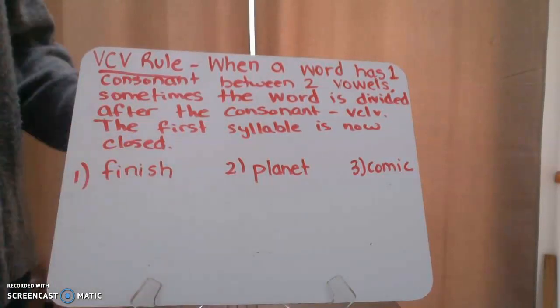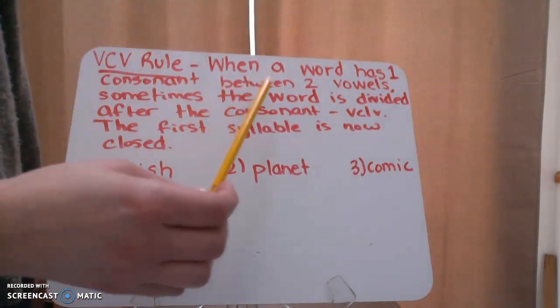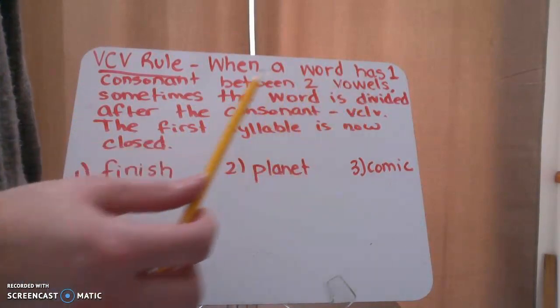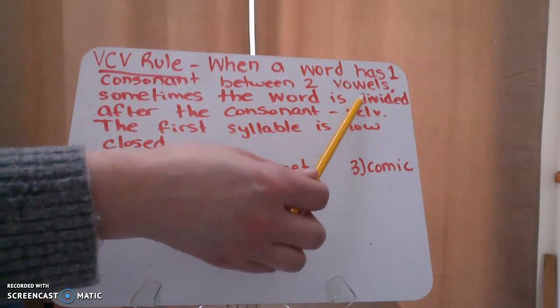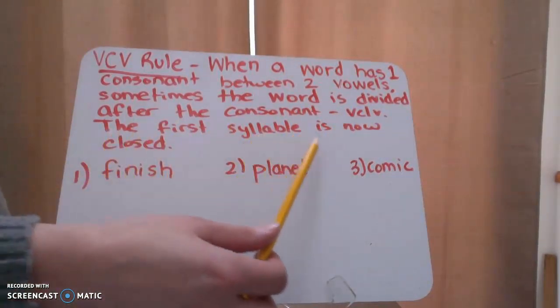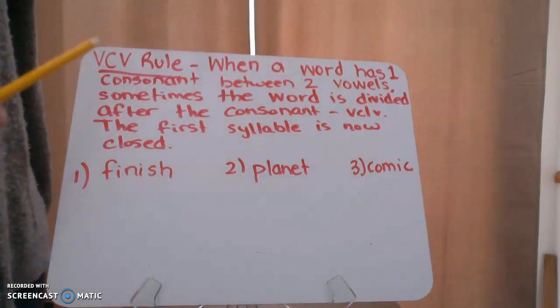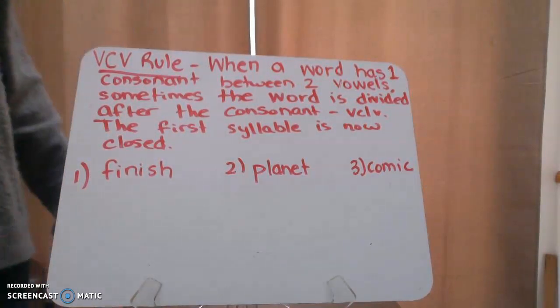Let's go ahead and read this. When a word has one consonant between two vowels, sometimes the word is divided after the consonant. Just like this, vowel, consonant, chop it, vowel. The first syllable is now closed. So if it's closed, the vowel will say its sound.